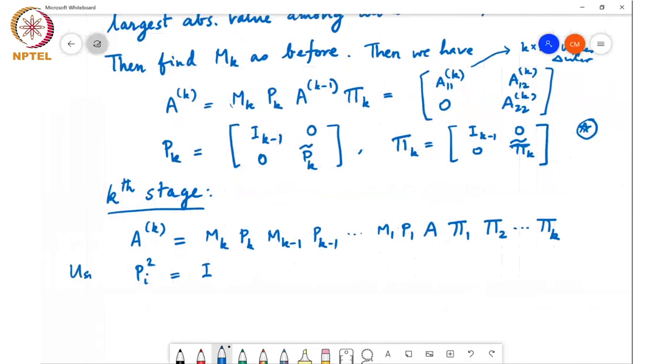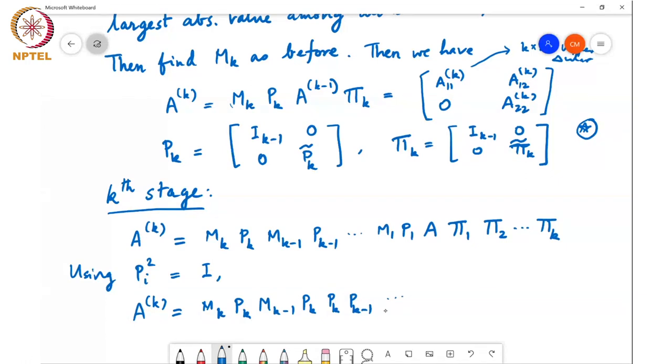So using this, we have A_k is equal to, I'll still keep M_k P_k, and then M_{k-1}. What I'll do is, before I write P_{k-1}, I'll write P_k P_k, P_{k-1}. So P_k P_k is the identity matrix. And then I have M_{k-2} and so on, all the way down to.